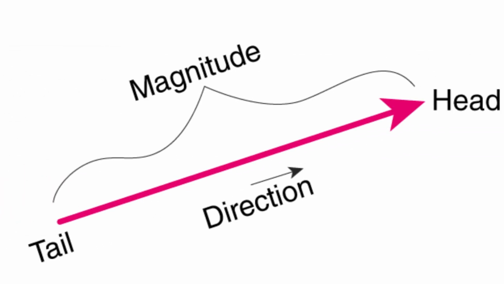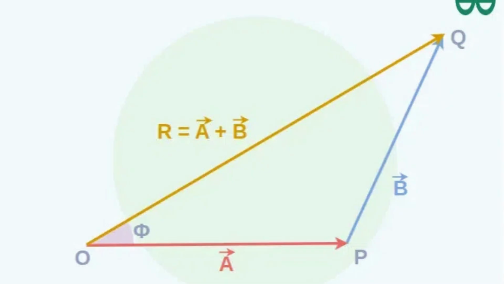Head-to-tail rule. Besides adding vectors numerically, we can also add them graphically. Draw the first vector. Then place the tail of the second vector at the head of the first vector. Finally, draw a new vector from the starting point of the first vector to the ending point of the second vector. This new vector is called the resultant vector. This graphical method is known as the head-to-tail rule and is widely used in physics and engineering.